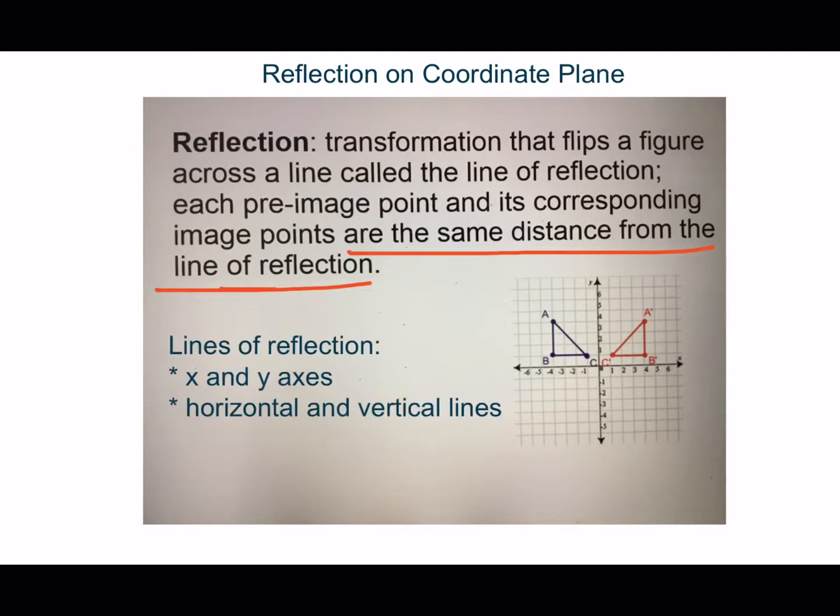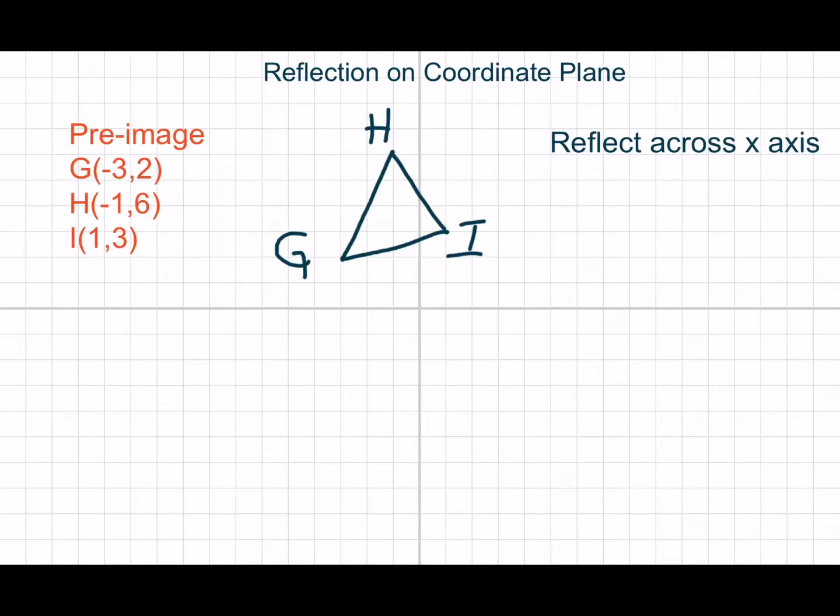coordinate plane. Now, even though any line can be a line of reflection, the only lines of reflection we are going to be working with specifically are going to be the x and the y axes and any horizontal and vertical lines. All right, so here is our first example.